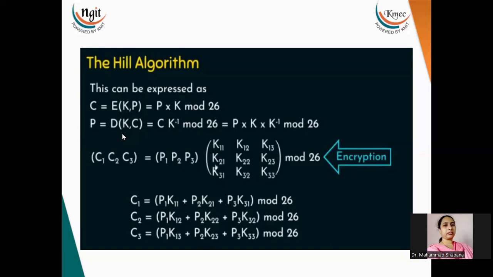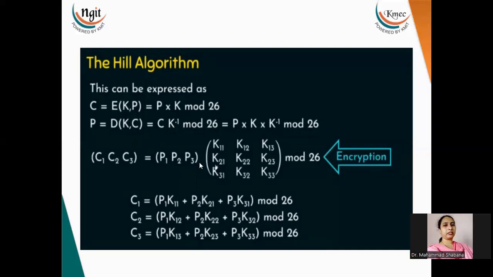For decryption, we use the inverse of the key matrix, represented as P = D(K, C) = C × K inverse mod 26. It is crucial to use a key matrix that has an inverse mod 26, otherwise decryption becomes impossible.